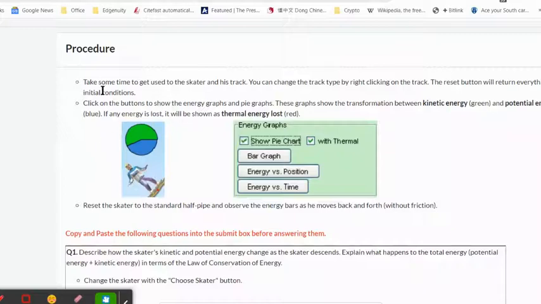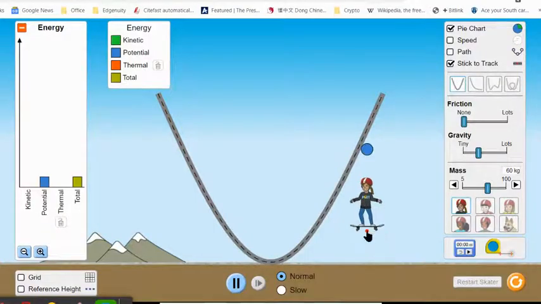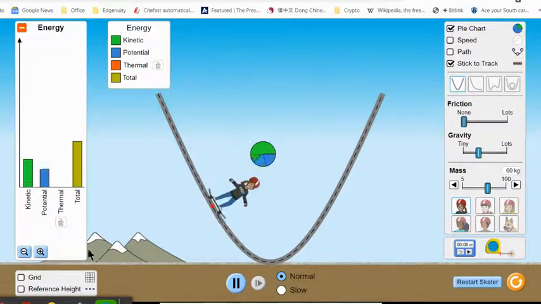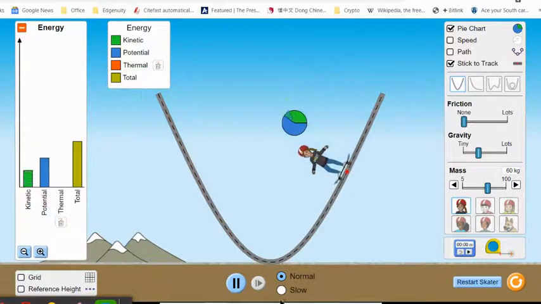Hi, so let's start here. Take some time to change the track, reset button. Okay, so they did update this a little, so it may look a little bit different. Let's see here. There we go.